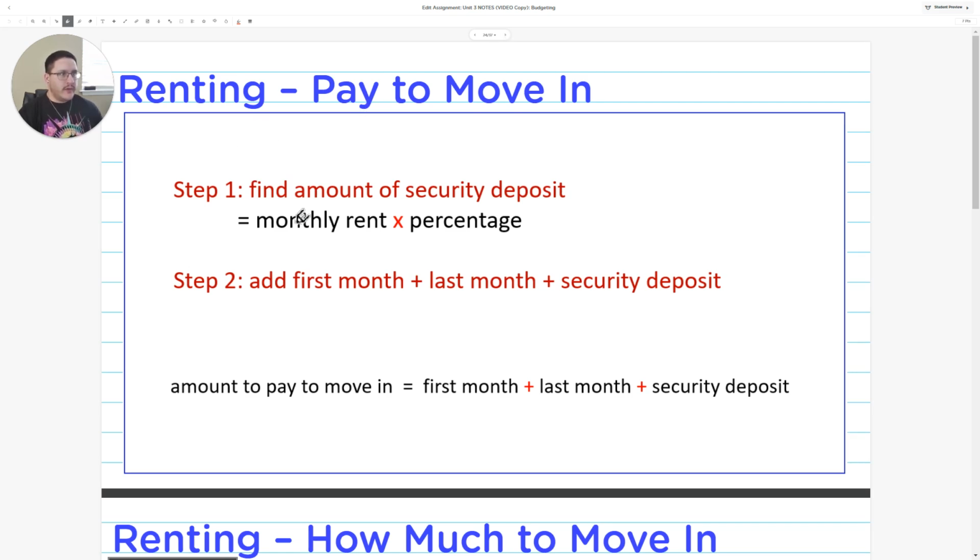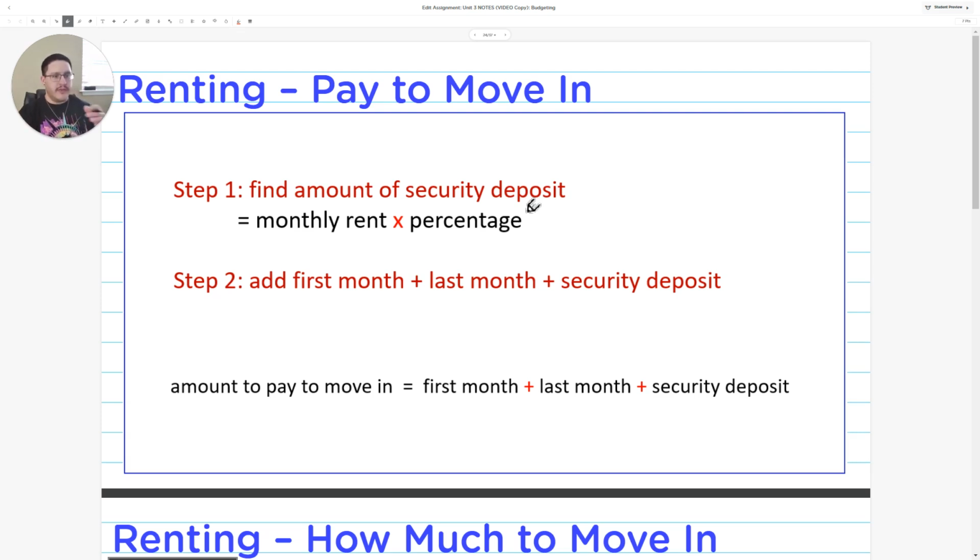Okay, so another situation you may need to calculate is paying to move in. We're going to, step 1, find the amount of the security deposit. Whenever you're renting an apartment, they more often than not ask for a security deposit. That security deposit can be used for different things that involve maintenance, usually after you move out of your apartment. If nothing needs to be done, they give you that security deposit back.